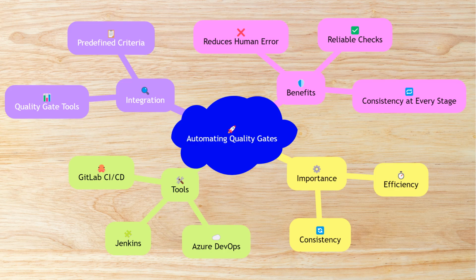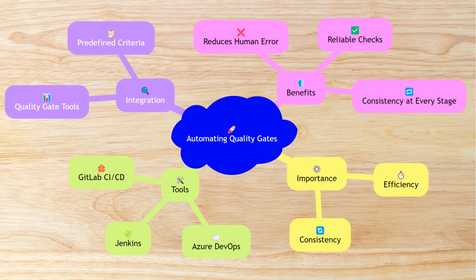Automating quality gates is essential for maintaining efficiency and consistency in the CI/CD pipeline. Automation tools like Jenkins, Azure DevOps, and GitLab CI/CD can be used to integrate various quality gate tools and automate the process of checking code against predefined criteria. Automation reduces the risk of human error and ensures that quality checks are performed consistently and reliably at every stage of the pipeline.